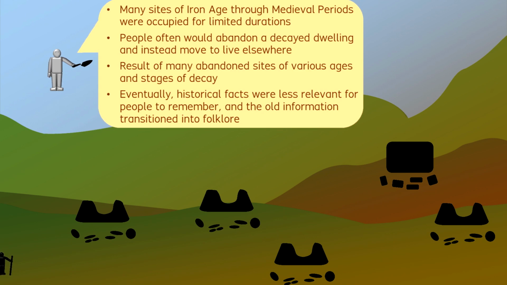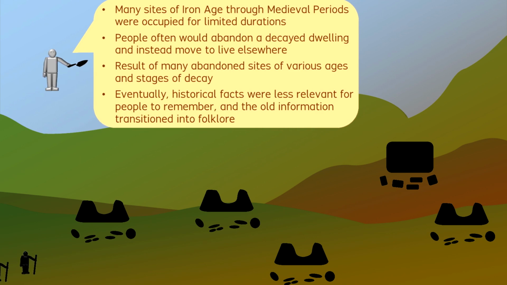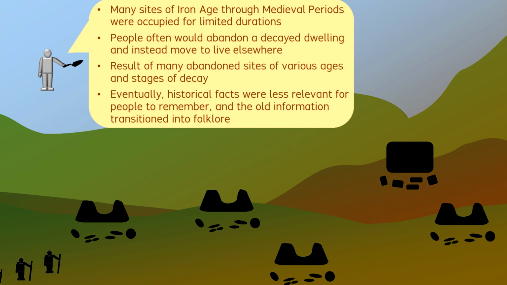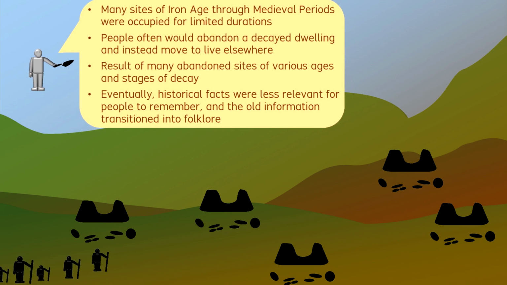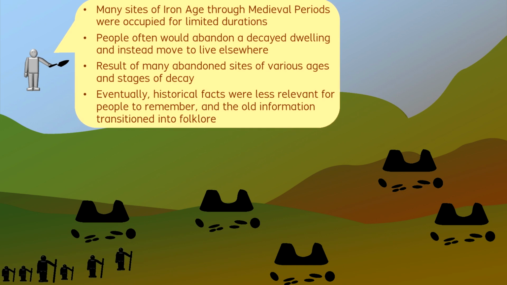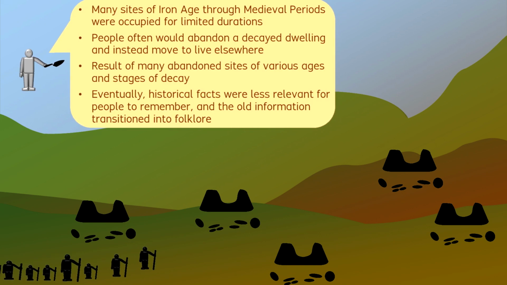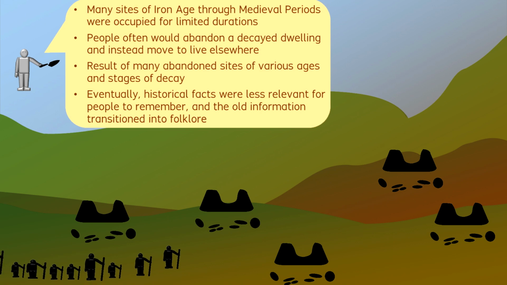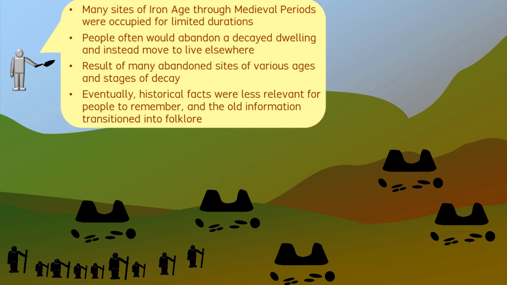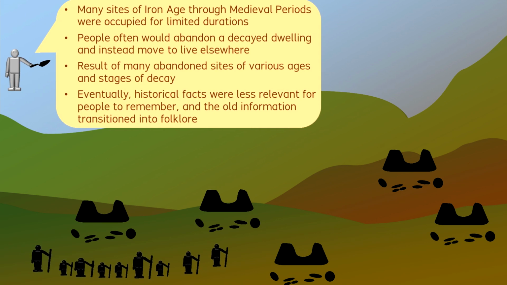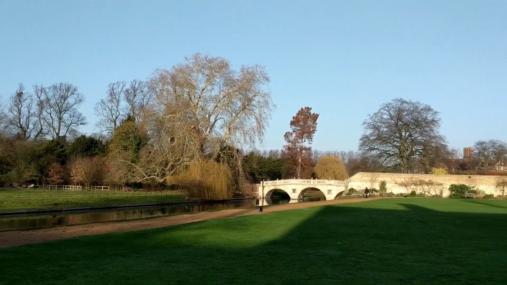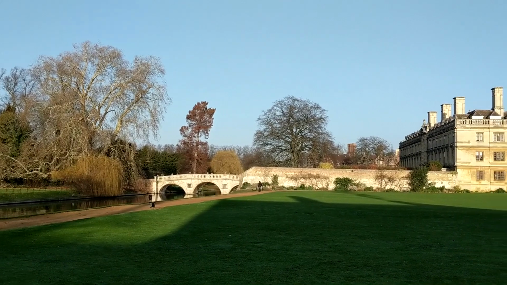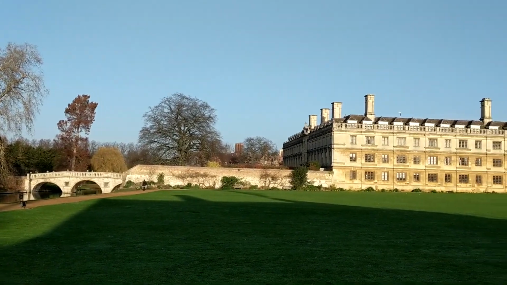Eventually, knowledge about the abandoned sites would fade in its relevance for later generations of people. Gradually, the objective historical details would transform more into folklore that required a different mode of interpretation. Much of the history of the Iron Age through medieval periods could be studied simply through exploring a landscape and learning about the folklore and traditions associated with its named places.